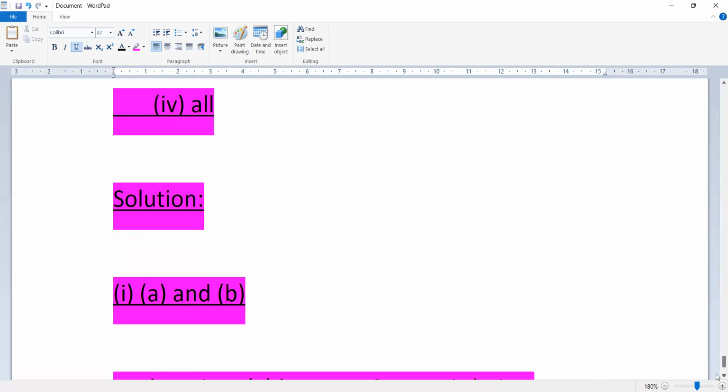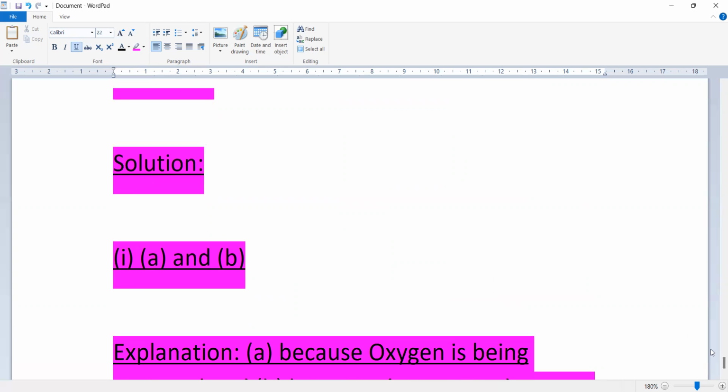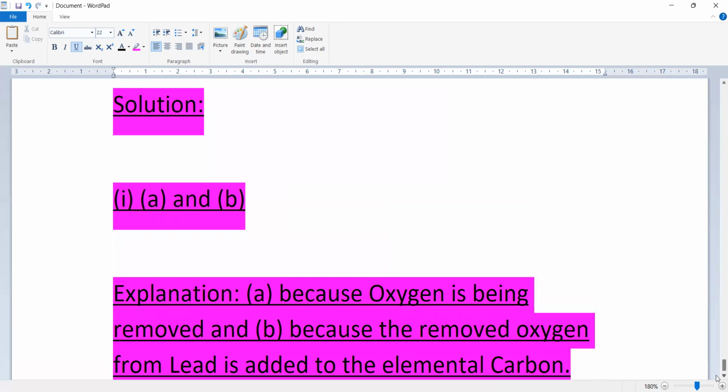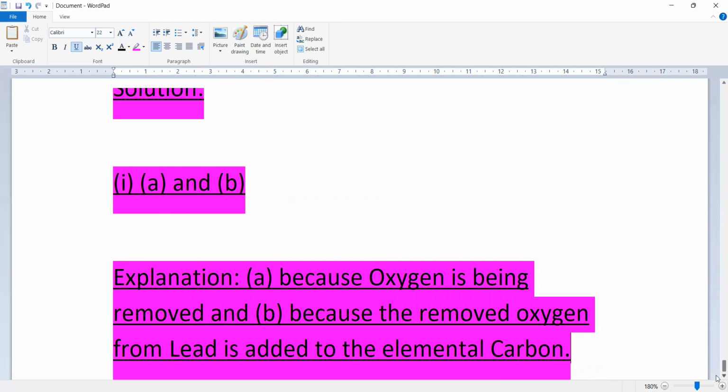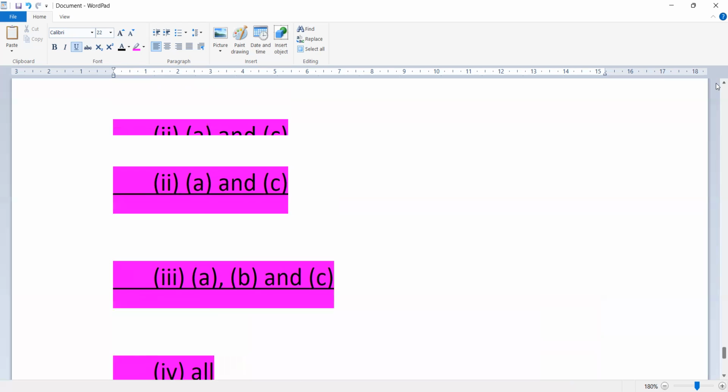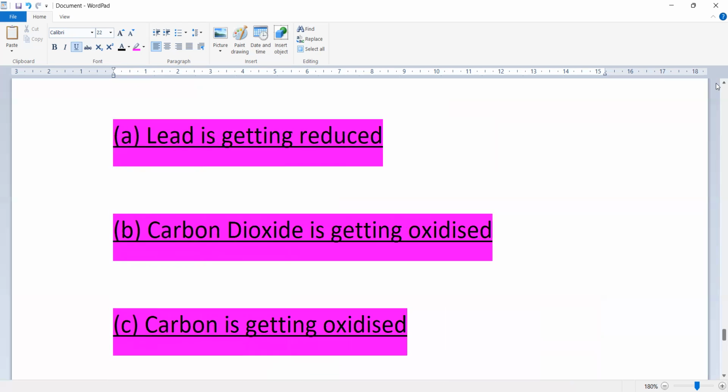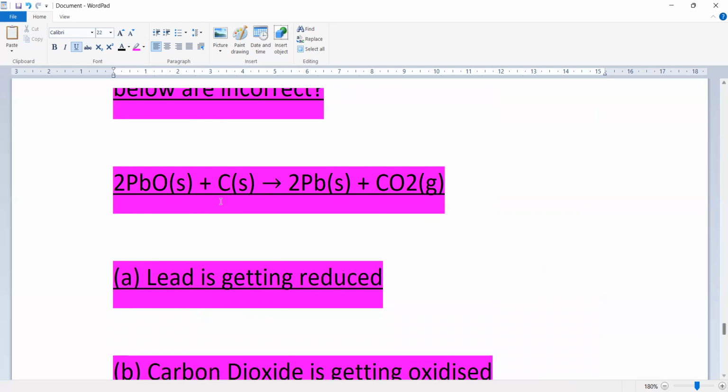The answer is option 1, A and B. Oxygen is being removed from lead, and the removed oxygen is added to the element carbon. A and B: lead is getting reduced because oxygen is removed, and carbon is getting oxidized because carbon takes oxygen. Hence option 1 is correct.